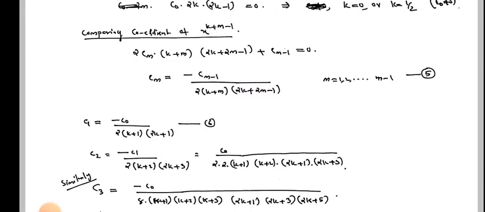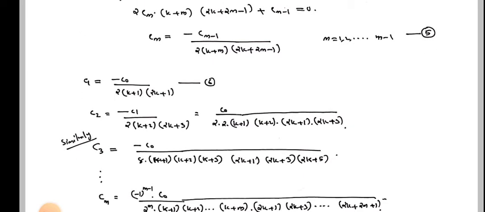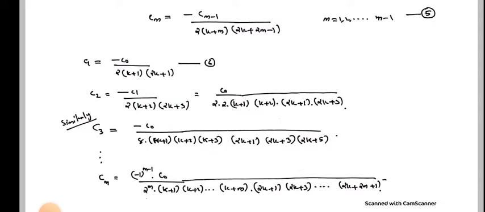Substituting m equal to 1, we get C1 is equal to minus C naught divided by 2 of (k plus 1) into (2k plus 1). Similarly, C2 is equal to minus C1 divided by 2 of (k plus 2) into (2k plus 3), that's equal to C naught all divided by 2 into 2 (k plus 1), (k plus 2), (2k plus 1), (2k plus 3). Similarly C3 and so on.